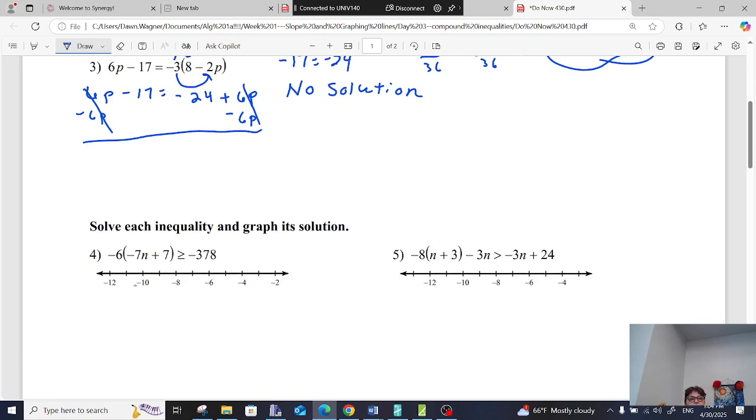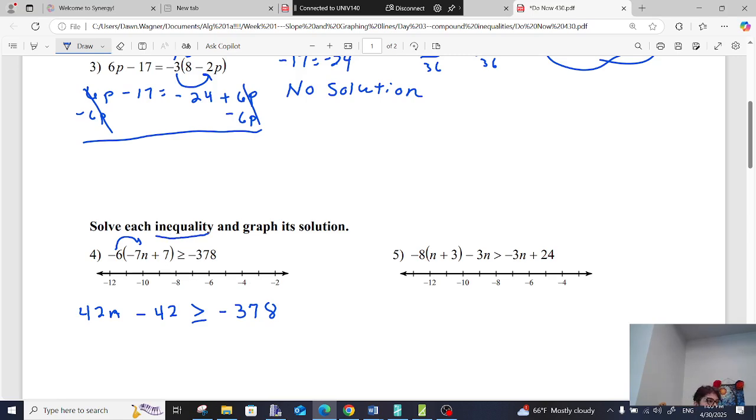Okay, so over here, I have distributed property again. Negative 6 times negative 7n is what? 42n. And then negative 6 times 7 is minus 42. Greater than or equal to negative 37.8. Now, this is a two-step equation, but it's an inequality, right? Because this says greater than or equal to.